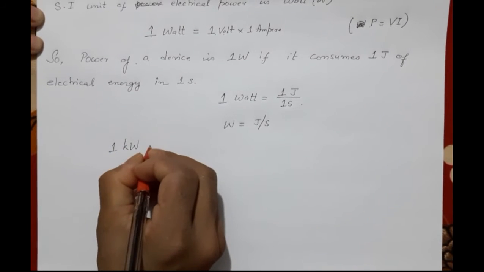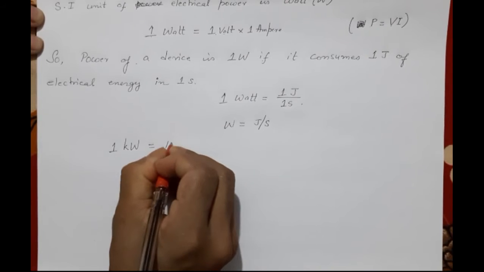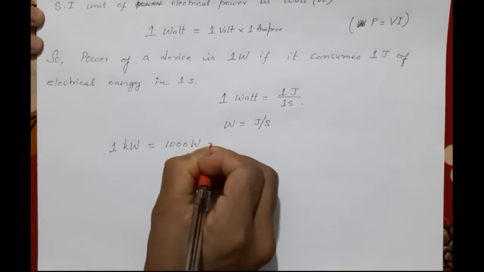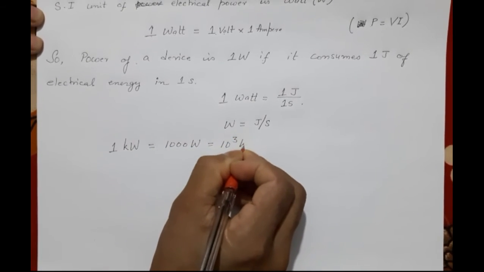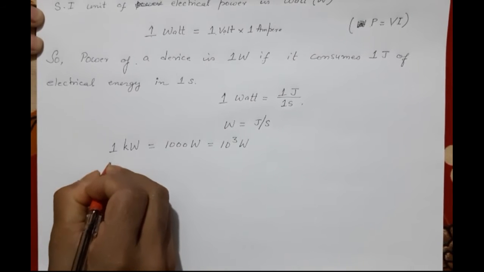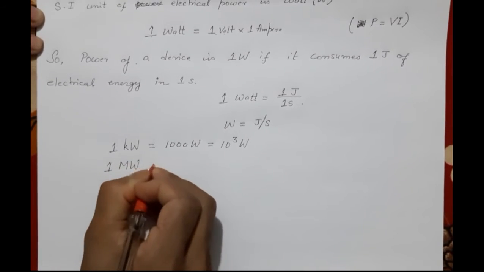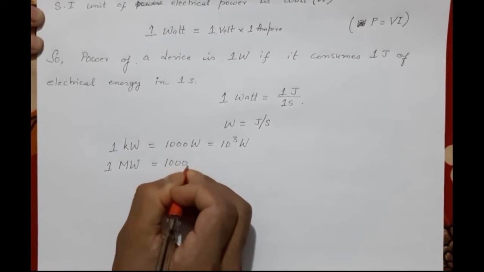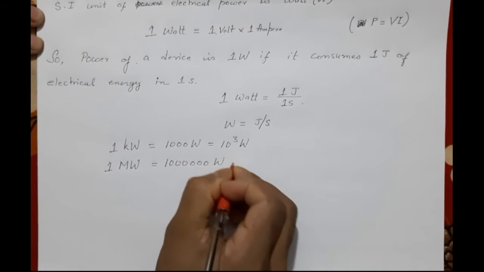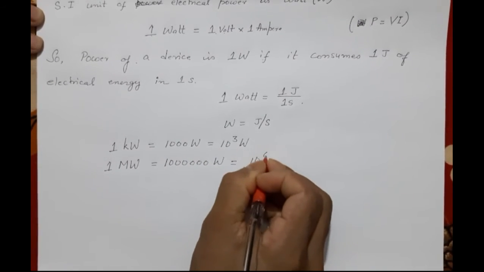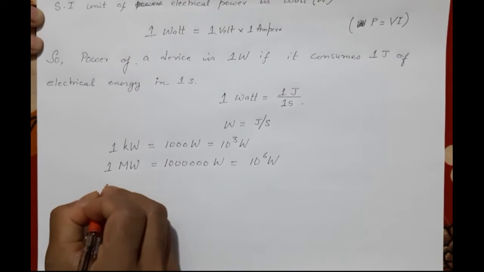Kilowatt, with a small letter k, is 1000 watt, which is otherwise 10 to the power 3 watt. Then 1 megawatt, with a capital M, will be 1, 2, 3, 4, 5, 6 zeros watt. This will be 10 to the power 6 watt.